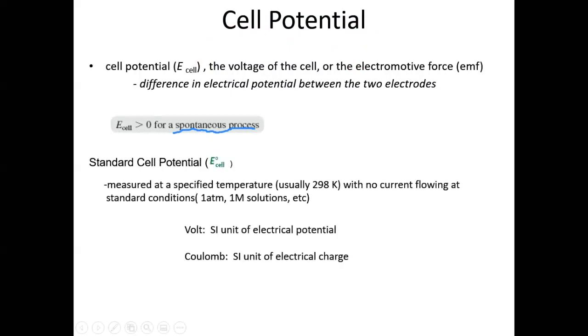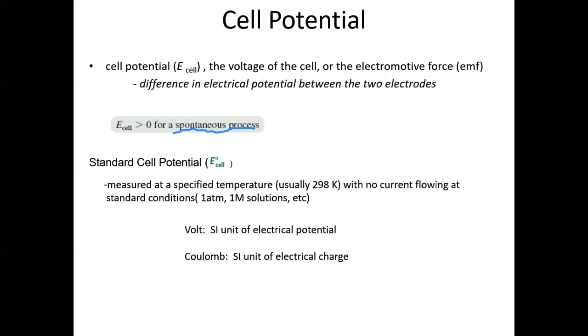And so the way we calculate the E of cell, or the cell reduction potential, is by using the standard cell potentials of the half reactions that occur. And these are measured at specialized conditions. The temperature is 298, and 1 atmosphere for pressures, 1 molar solutions for aqueous.